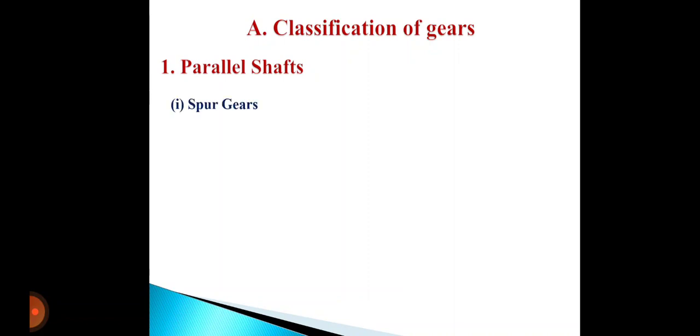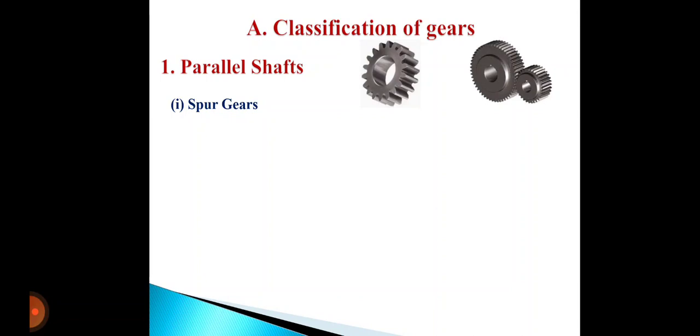Number 1, that is spur gears. They have straight teeth parallel to the axis and thus are not subjected to axial thrust due to tooth load, that is shown in this figure. At the time of engagement of the two gears, the contact extends across the entire width on a line parallel to the axis of rotation. These result in sudden application of load, high impact stresses and excessive noise.